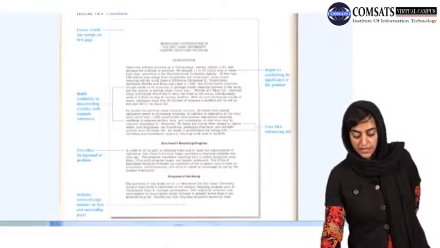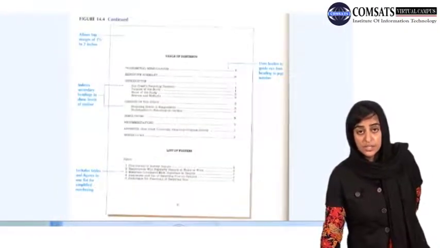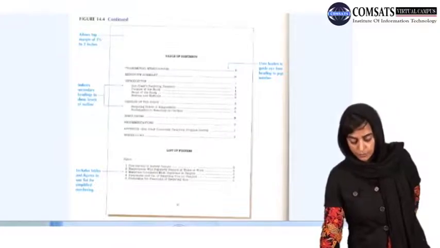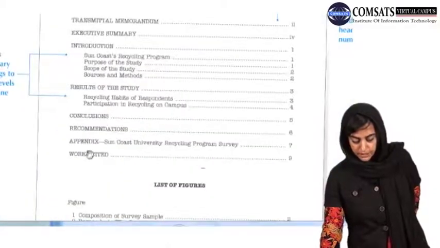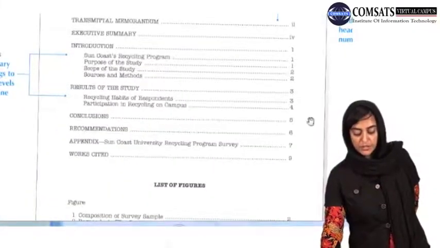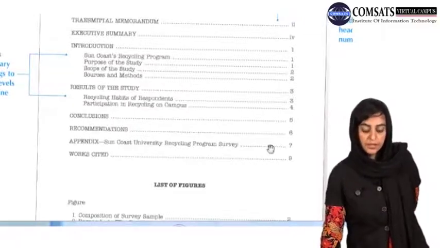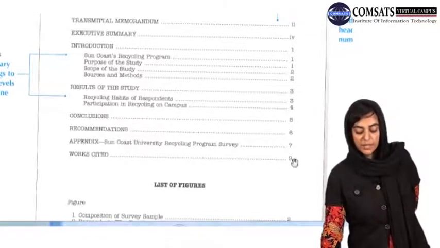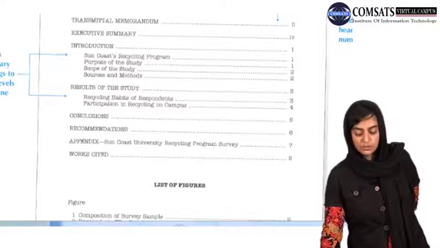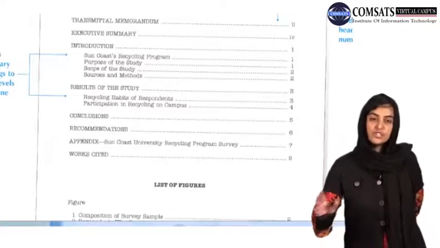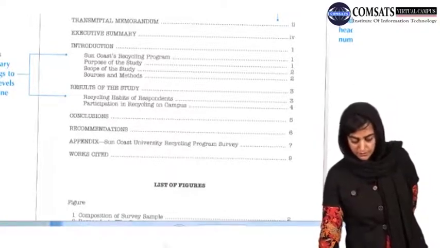I think writing a table of contents after this explanation is not a difficult job for you. Let us see what the table of contents shows next. On page number 7, we should be having the appendix. And on page number 9, we should be having the works cited. Let us see whether we are having these things on page number 7 and page number 9 or not, as per the directions of the table of contents.